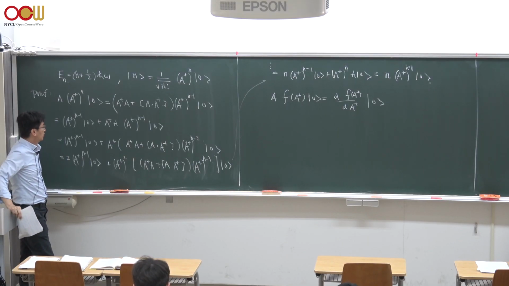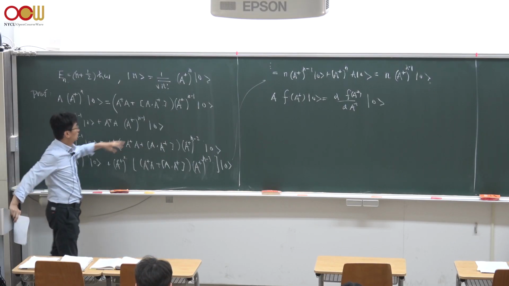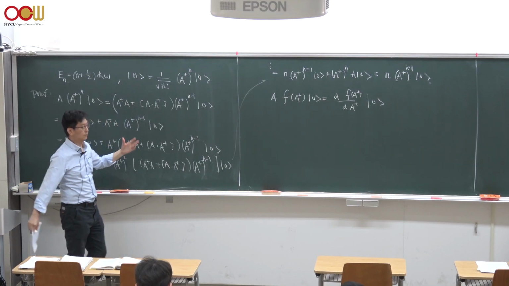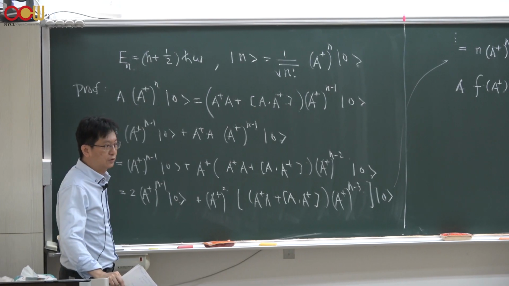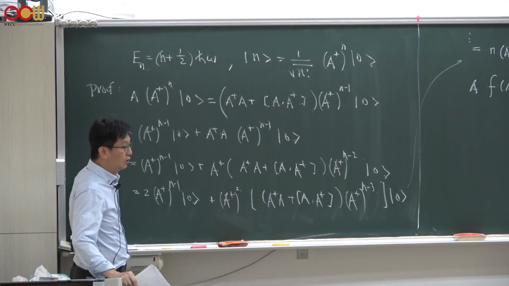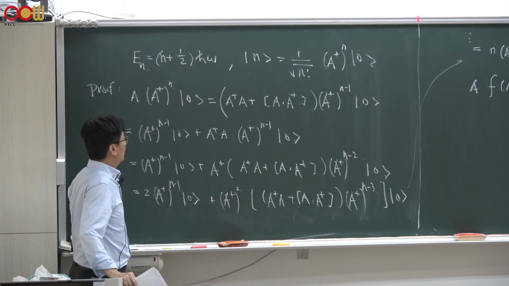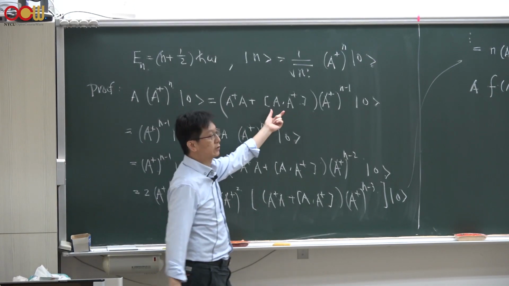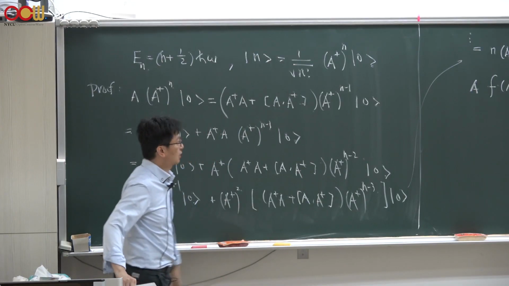Okay, so let's just derive this prefactor 1 over square root of n factorial as the nth eigenstate of harmonic oscillator. The way that we derive such a prefactor, again, it comes from this commutation relations between A and A dagger. So we repeatedly apply such a commutator between A and A dagger to simplify this calculation.